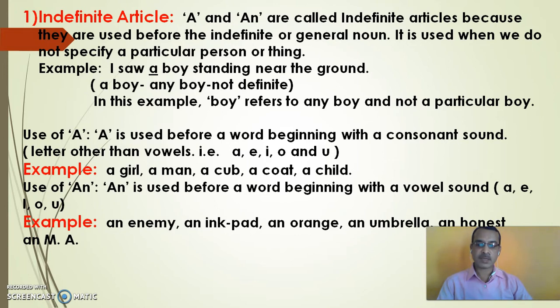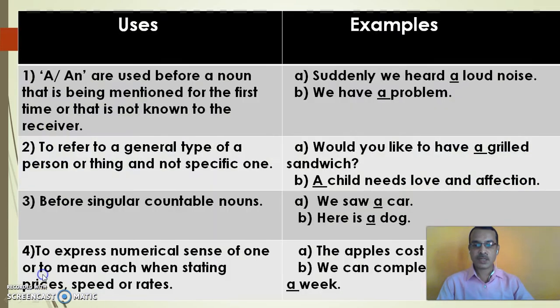In this example, the last word is different. M is not a vowel, it is a consonant. But look at the sound, "am". It sounds like a vowel. So we use the article an before such a noun.